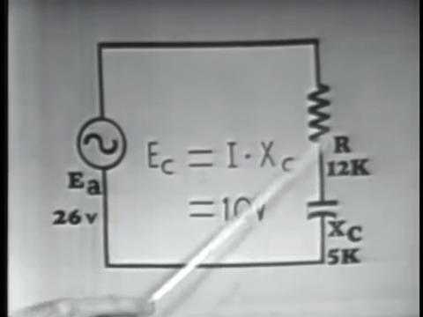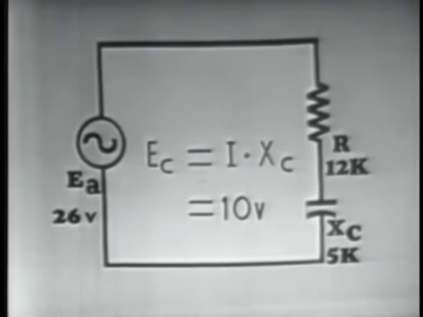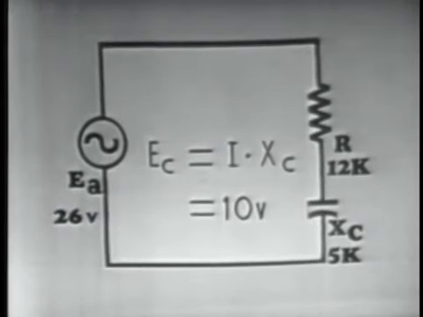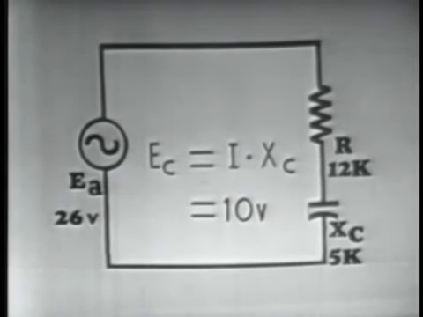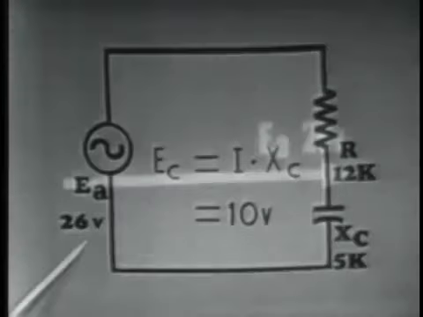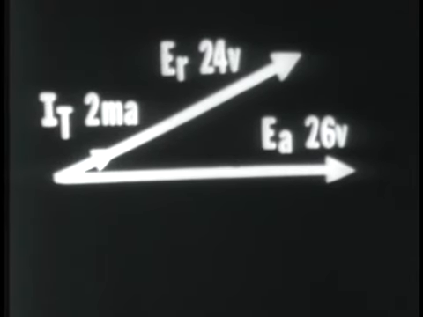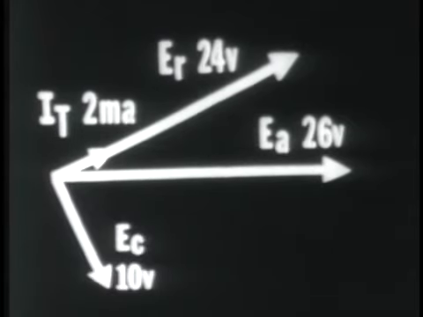Well, why? Remember, these two voltages are not occurring at the same time. And to graphically illustrate this, we should draw a voltage vector of this circuit, and we'll begin by drawing EA, which is 26 volts at 0 degrees. Next we have ER, which is 24 volts, leading EA. In phase with ER we have IT, which was 2 milliamperes. And lagging ER by 90 degrees we have EC, which is equal to 10 volts.